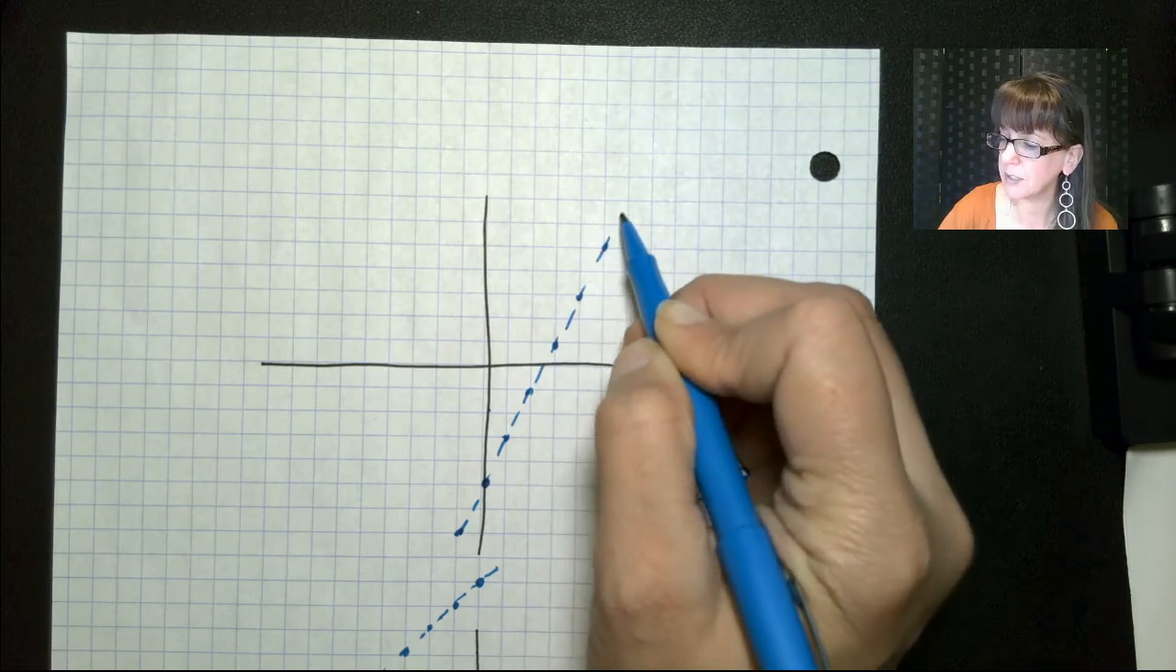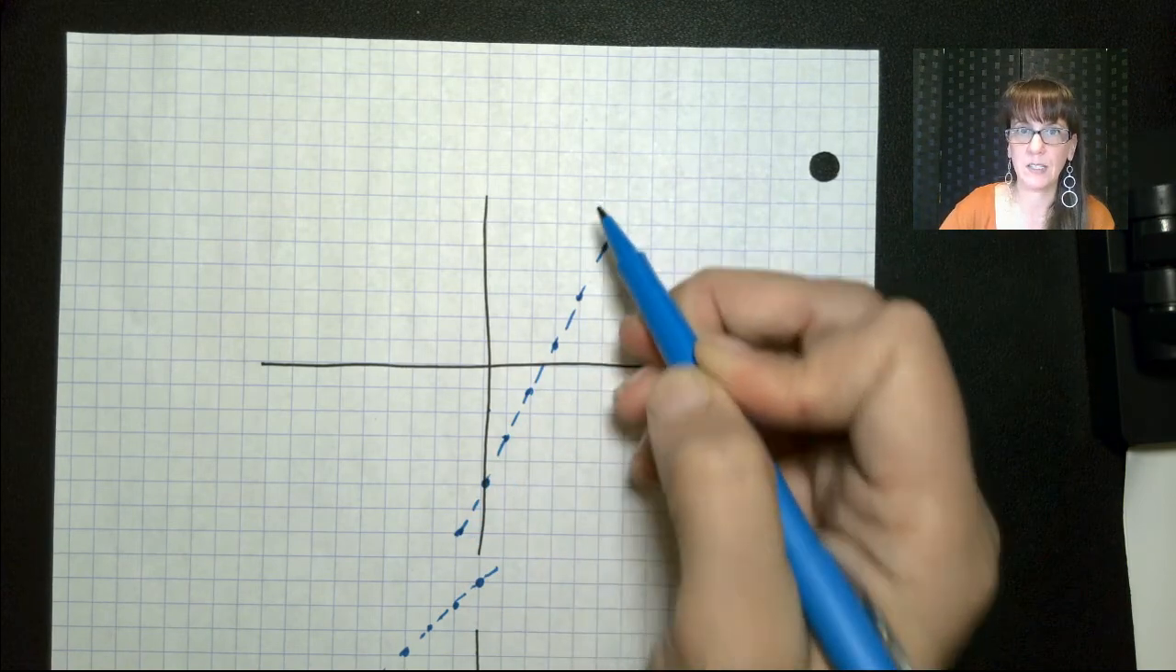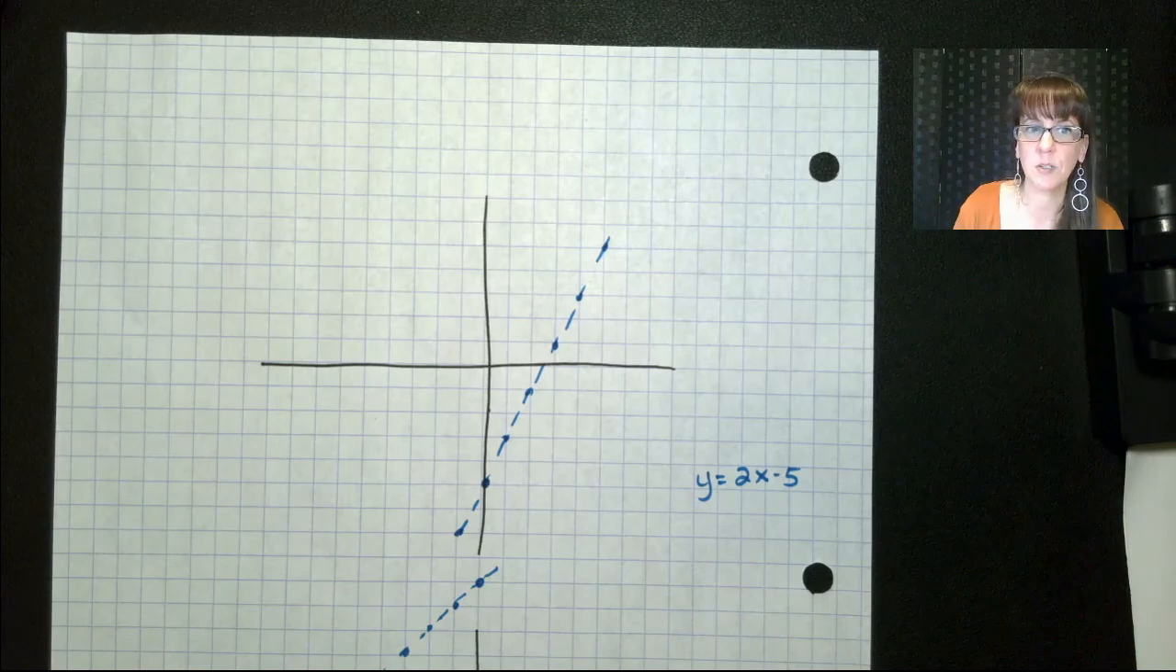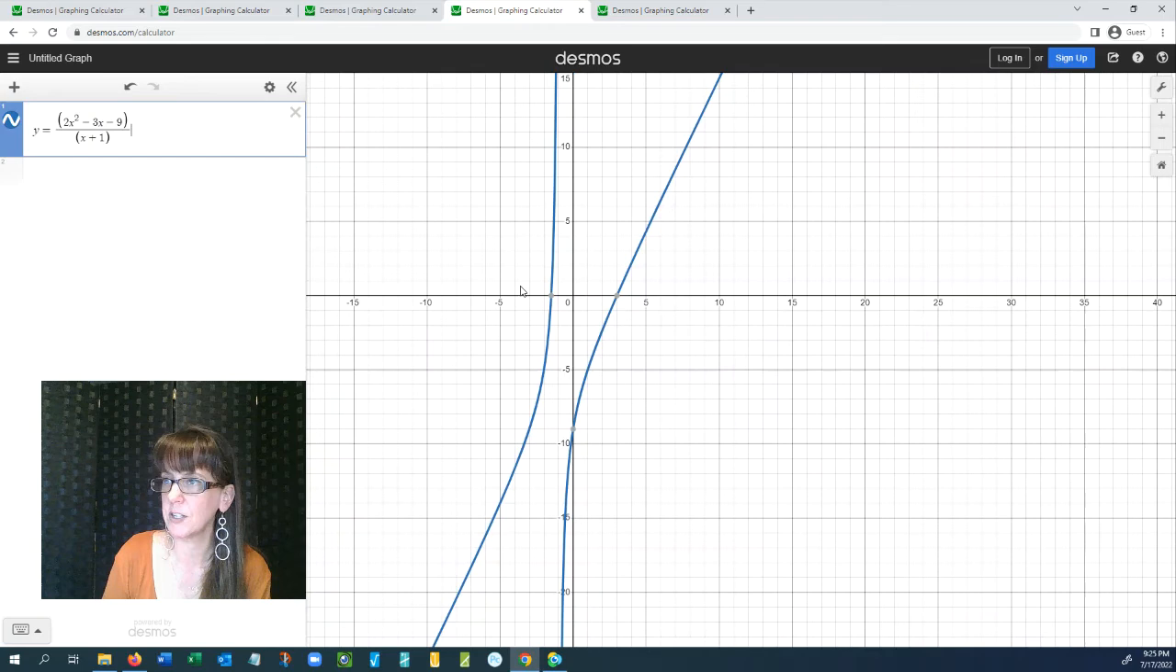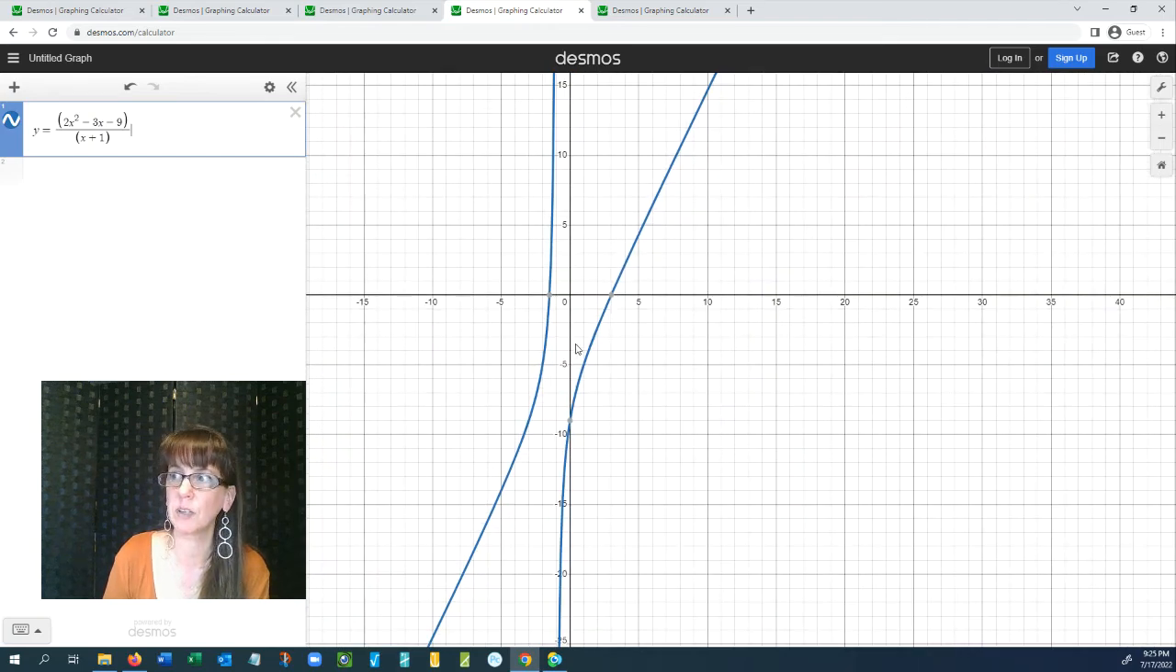Okay, so you can see that that's where our asymptote is. And if you look on Desmos, you can see, here we go, right there. And sure enough, that's our asymptote going right along that line right through there. So hopefully this helps clear that up. If you have any questions, let your teacher know. Otherwise, we will see you next time.